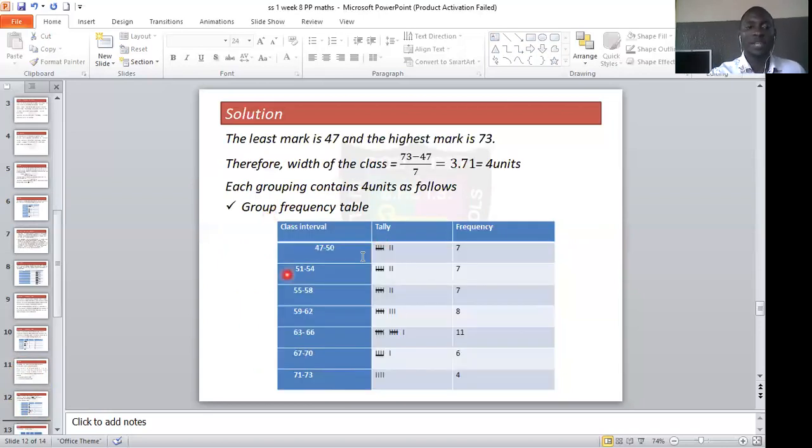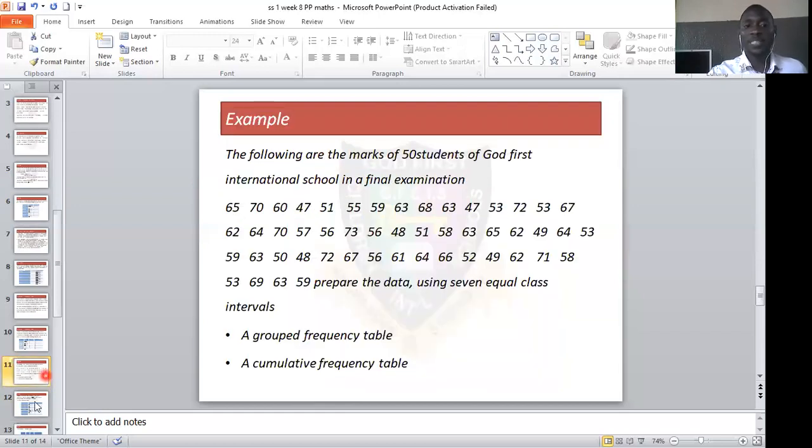Now let's take 47 to 50 as an example and use it to explain the others. For 47 to 50 we have 7. Let's cross check. You have to look very, very well. 47 is 1, 47 again is 2, 48 is 3, 49 is 4, 48 is 5, 49 is 6. And that's 6.